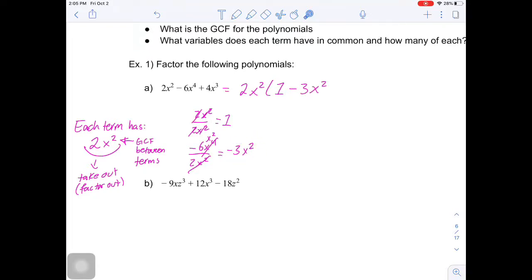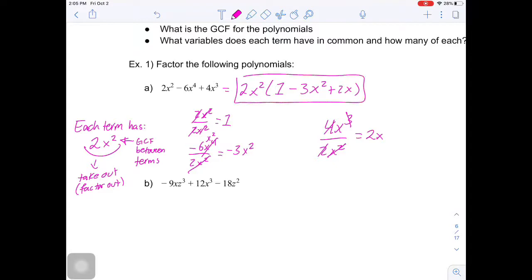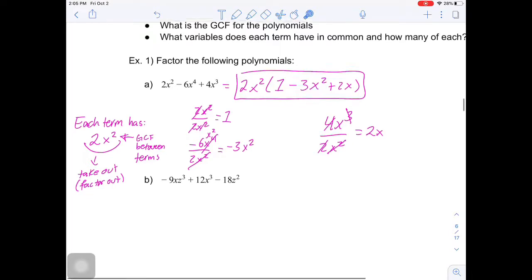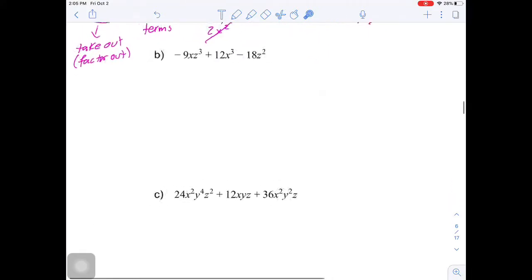That's found here. And then here, 4x cubed, and I'm going to divide it by our 2x squared. 4 divided by 2 gives me 2. X cubed divided by x, well, that gets rid of all of these and you're left with a single x. So this will be plus 2x. And there is my factored out form of 2x squared minus 6x to the power of 4 plus 4x cubed. Okay, let's move down here.